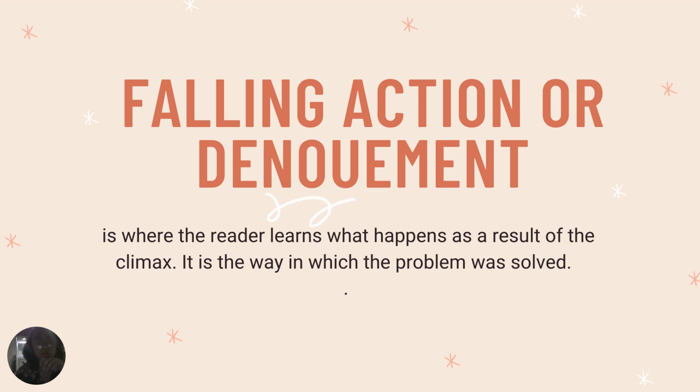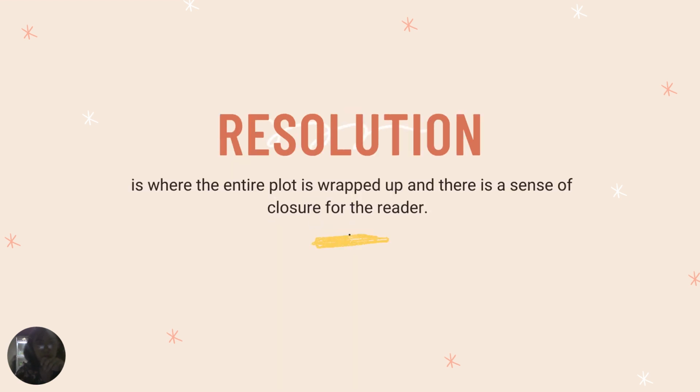Falling action or denouement is where the reader learns what happens as a result of the climax. It is the way in which the problem was solved. Resolution is where the entire plot is wrapped up and there is a sense of closure for the reader.